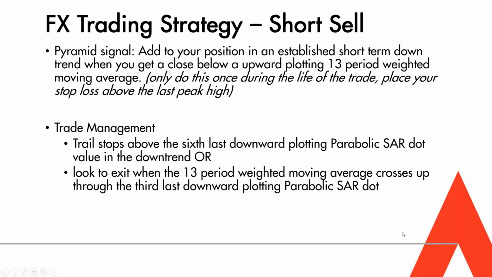We also have a pyramid signal where we can add to our position on a short sell. So add to your position in an established short-term downtrend when you get a close below an upward plotting 13-period weighted moving average. Obviously that suggests a resumption of its downtrend is likely if we see a close below the upward plotting 13-period weighted moving average, and therefore a good time to add to our position.